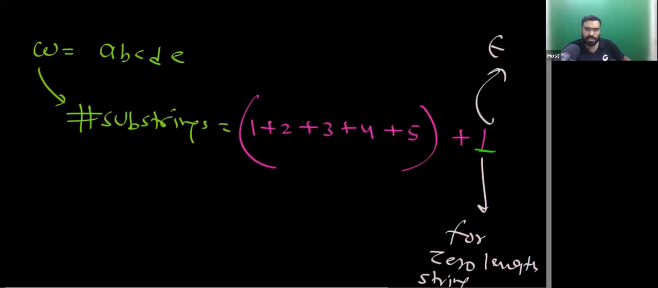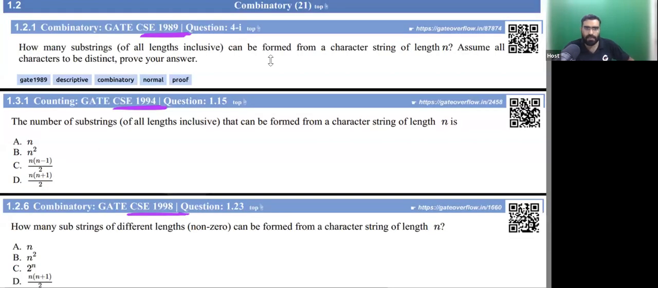So this question has come in the GATE exam 3 times. You can check it out. So what will be the answer here? That will be n times n plus 1 by 2, plus 1. This additional 1 is for the empty string.